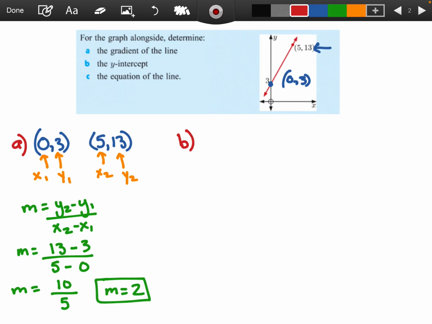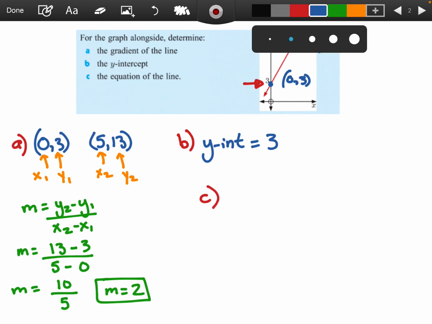So part A, done. Part B, the y-intercept. Where does this line cross the y-axis? Well, it's already indicated to us pretty clearly there. So the y-intercept is equal to 3. Y-intercept equals 3.